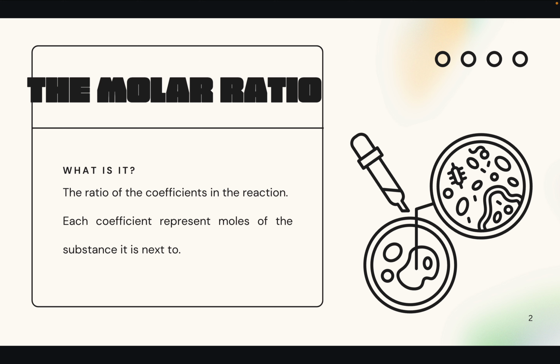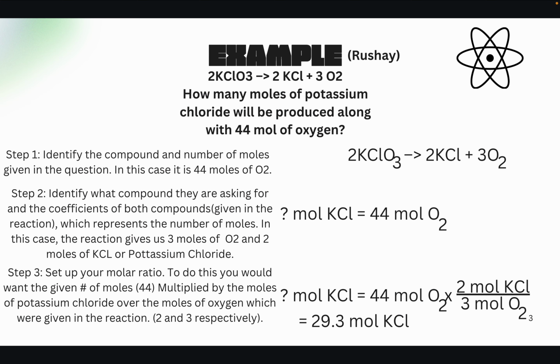The molar ratio is a ratio of each coefficient in the reaction. We learned last unit that coefficients are used to balance reactions. Well, each coefficient is going to represent the moles of the substance it is next to. Let me show you what that means. So in this reaction, we have a coefficient of 2 here, a coefficient of 2 here, a coefficient of 3 here.